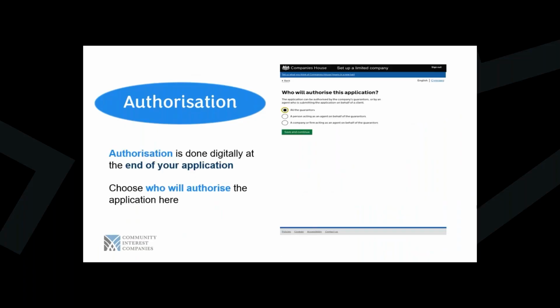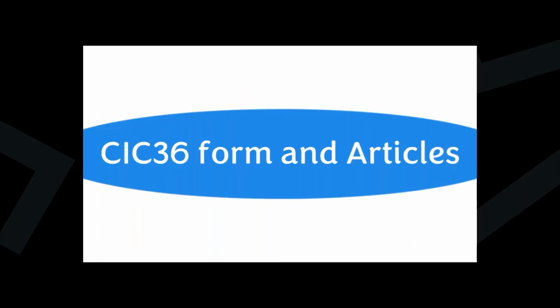Once all your company officers have been added, you get into the final stretch. You need to choose who will authorise the application. This depends on whether you're applying for yourself or a third party. After that, it's finally time to upload your KIC documents.